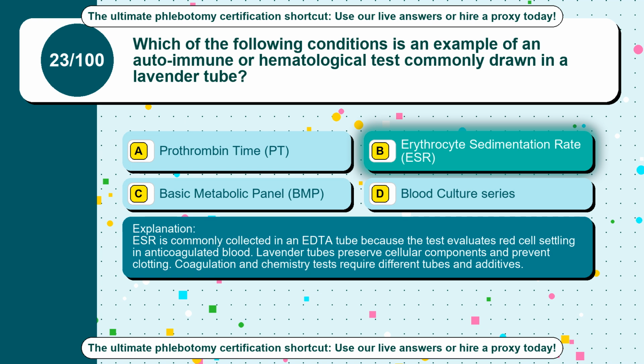ESR is commonly collected in an EDTA tube because the test evaluates red cell settling in anticoagulated blood. Lavender tubes preserve cellular components and prevent clotting. Coagulation and chemistry tests require different tubes and additives.